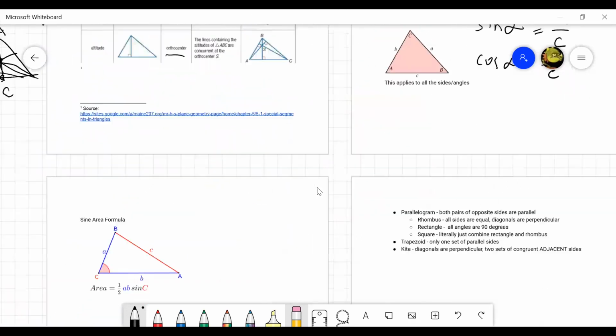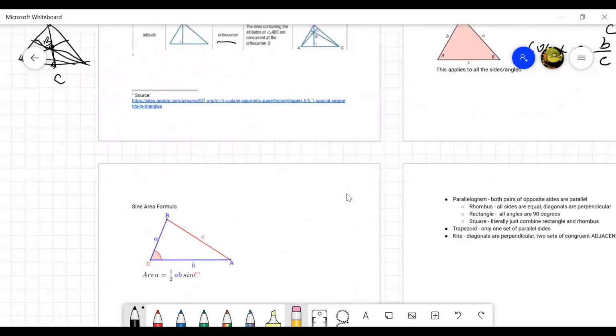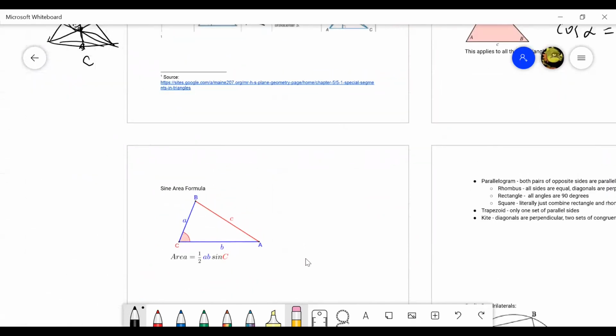Okay then. So next would be the sine area formula. And this is, I think, one of my favorite ones, where you can find the area of a triangle with only two side lines and the angle between the two side lines. So it says that the area of a triangle, where you see everything's marked, the side lines are A, B, and C, and the angle in question is angle C. Area is 1/2 of A times B times sine of C.